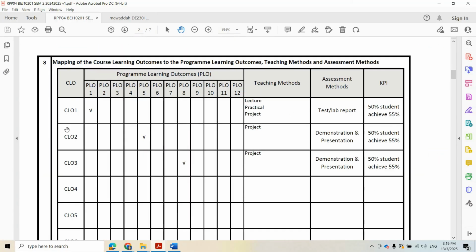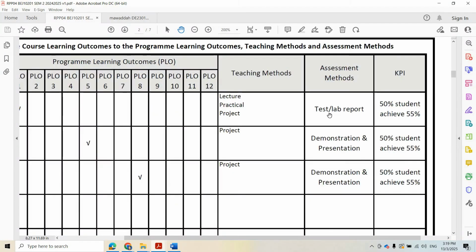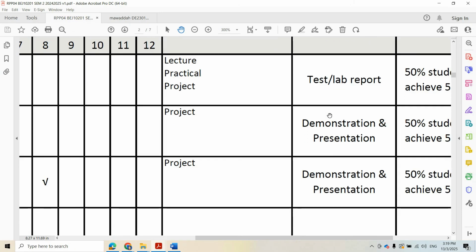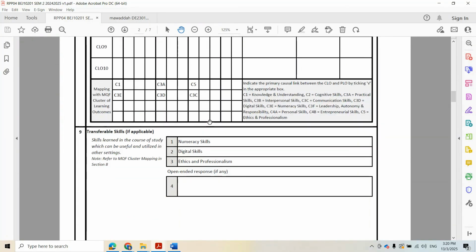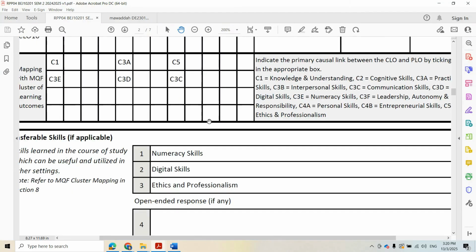We will evaluate all these 3 learning outcomes through the test. You will have a test in this subject and also a report, and you will have a project. In this project, you have to demonstrate. Demonstrate means that you have to show me how, through your presentations. So this is how you are going to achieve this CLO.